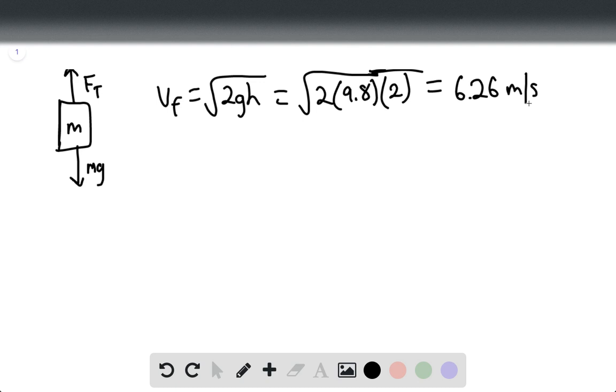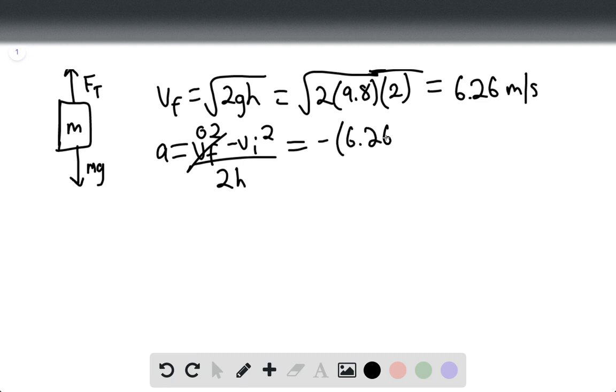6.26 meters per second. We need to find the acceleration. So acceleration is equal to velocity final squared minus velocity initial squared, divided by 2 times the height. And this will equal, we know that the final velocity is 0, so we can simply say negative 6.26 squared divided by 2 times delta y, which is going to be 1 meter.